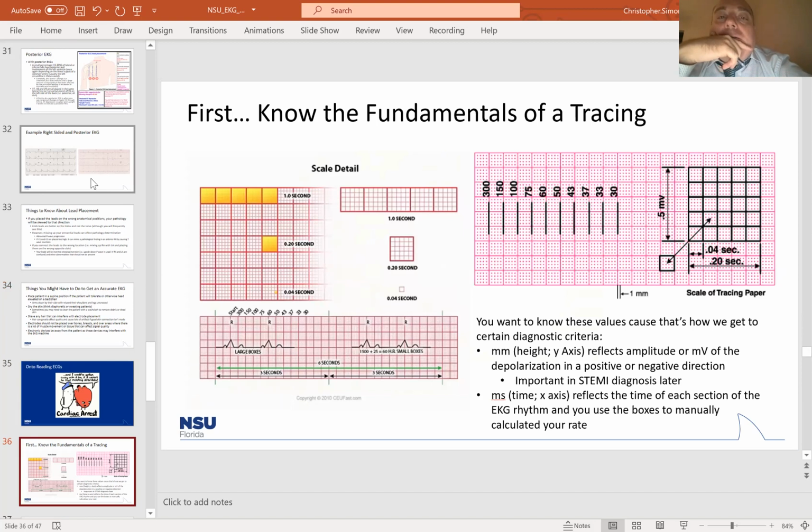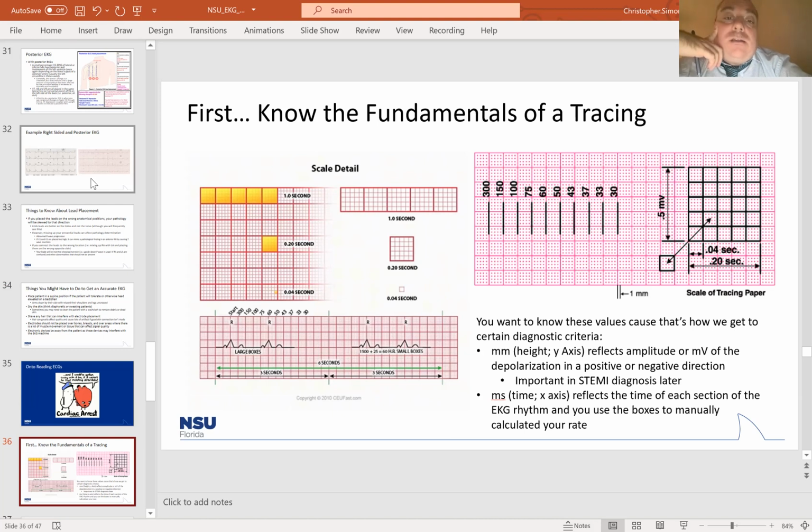So let's talk about the fundamentals of the tracing. We've talked about the small boxes and the big boxes. The small boxes are 0.04 seconds. The big boxes are 0.20 seconds. Okay.